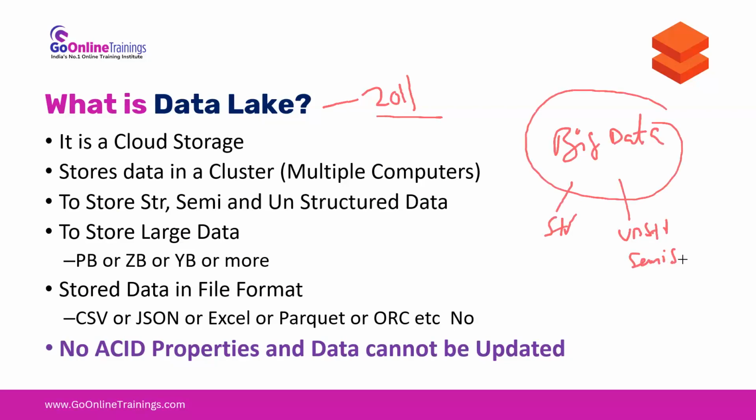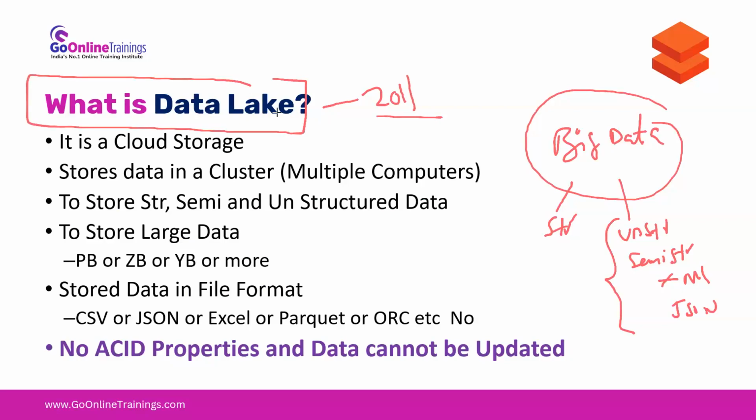Semi-structured data means data given by files, JSON files, or any log files. You're not going to be giving this data. Systems are generating this kind of data. This kind of data is more and more. So where to store the data? So the data lake system was implemented to handle this.